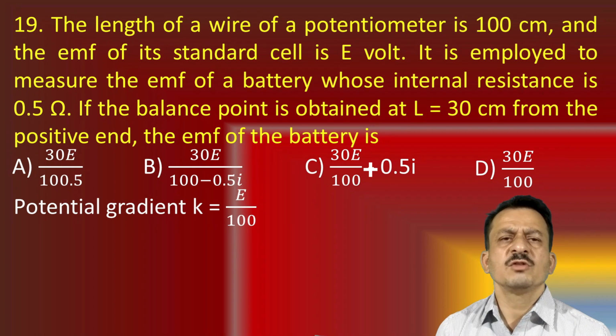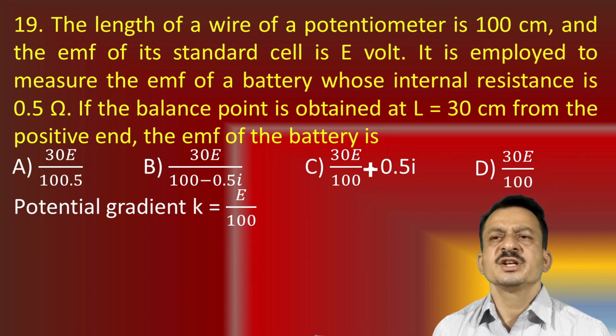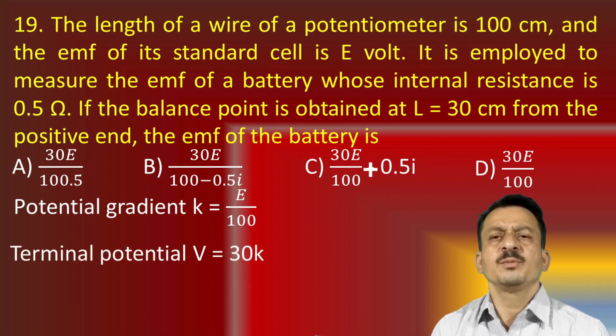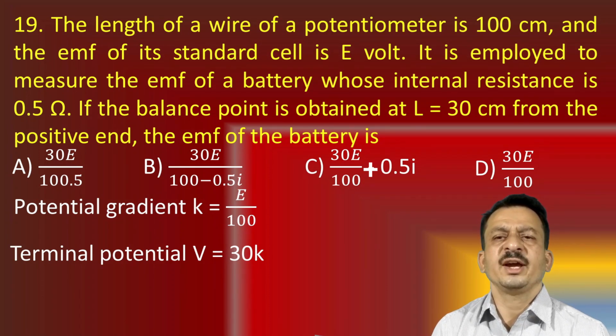Now we will work out the potential gradient. In the first case, a 100 centimeter wire across which a voltage of E is connected. Therefore the potential gradient, that is potential drop per unit length, is E by 100. Now, since the balance point is 30, whenever the second cell is connected, the terminal potential V becomes 30 into K. Therefore, 30 into E divided by 100 is the terminal voltage.